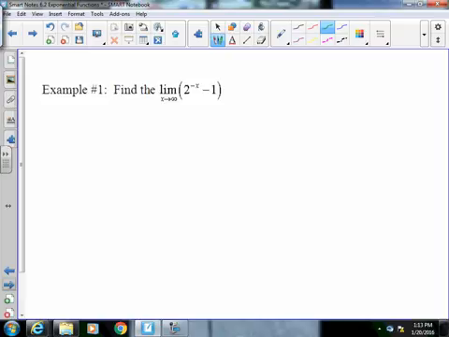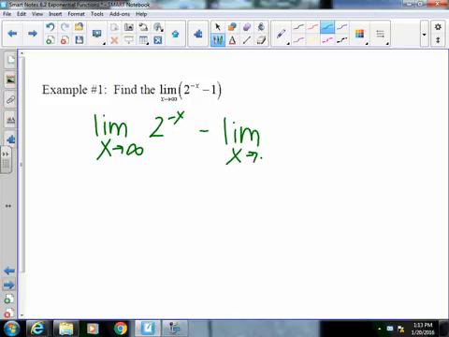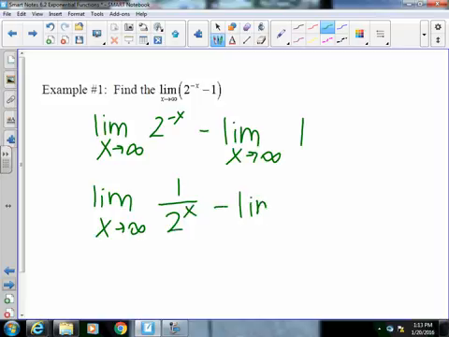Find the limit as x approaches infinity of 2 to the negative x minus 1. So, let's talk about this for a second. I can break this up to be the limit as x approaches infinity of 2 to the negative x minus the limit as x approaches infinity of 1. I'm going to rewrite this. Limit as x approaches infinity of 1 over 2 to the x minus the limit as x approaches infinity of 1. Well, the limit as x approaches infinity of 1 is 1. It's a horizontal line, so it's always going to be approaching 1.